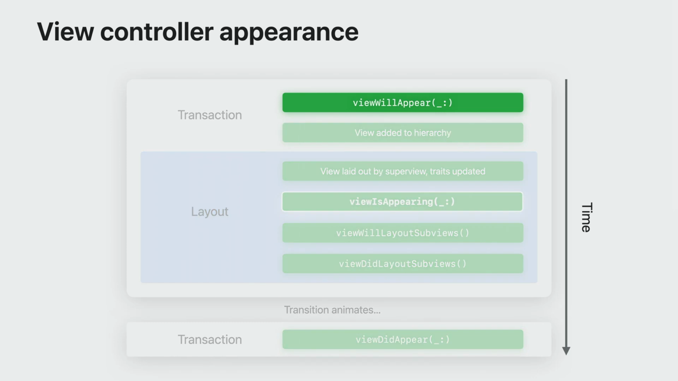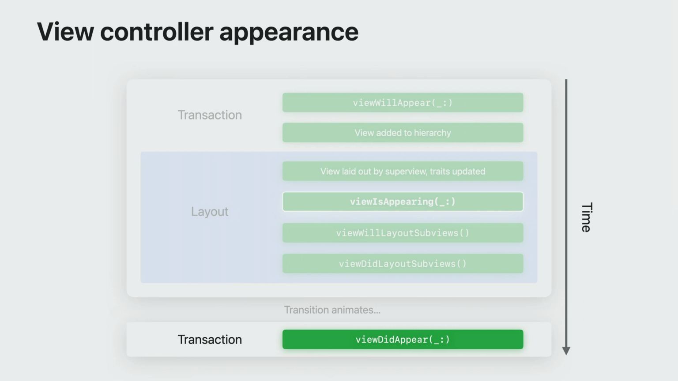First, note how view will appear gets called before the view is added to the hierarchy and before layout begins. This is why it's too early to use the trait collection or to do anything that depends on the view size or other geometry. Next, notice how view did appear is called in a separate CA transaction at the end, after any animations take place. This means any changes you make in view did appear don't become visible until the transition completes. So it is too late to make changes you want visible during the transition.